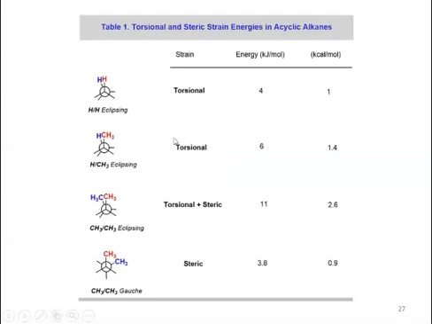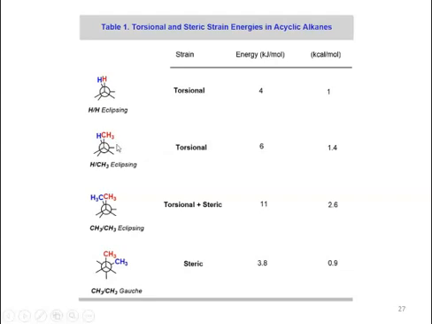Now, based on experimental studies, it has been observed that when HH eclipsing is there, the conformer has a torsional strain of 4 kilojoule per mole, or the same thing can be expressed in kilocalories per mole, that is 1 kilocalorie per mole.